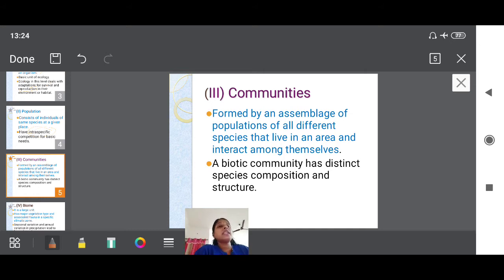Next is your third level, that is community. So what is community? It consists of an assemblage of populations. I told you, when a group of populations come together in a particular area, then I call it a community, okay, and they are interacting among themselves. We all interact among us, like we depend on the plant population, and they also depend on us, like that you can find interaction taking place, okay. A biotic community has distinct species composition and structure.